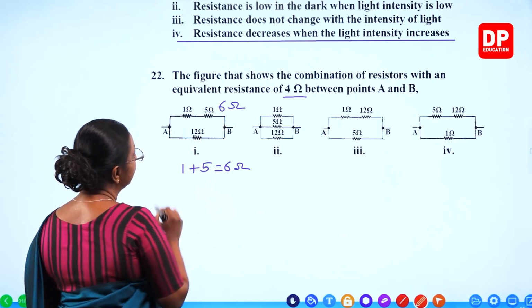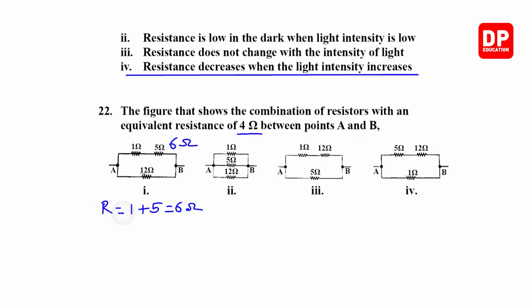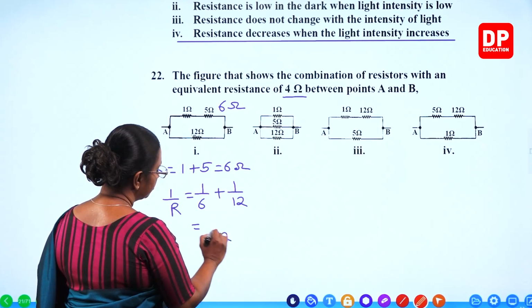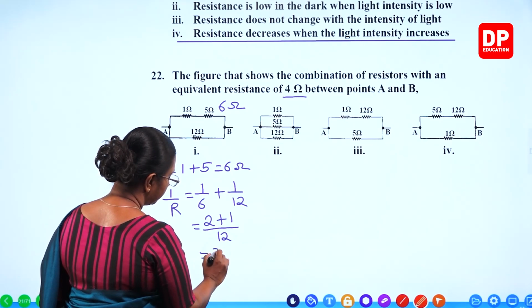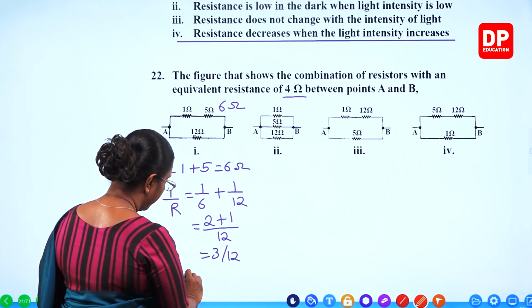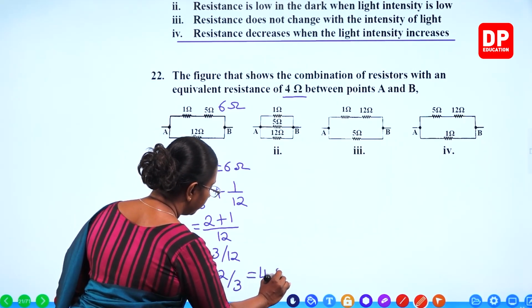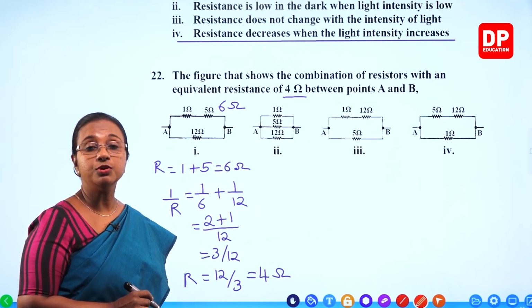Then 6 ohm and 12 ohm are in a parallel combination. So how do you find the equivalent resistance? 1 over R equals 1 over 6 plus 1 over 12. Here you take the least common multiple, 12. So this becomes 2 plus 1, that is 3 over 12. Therefore R is equal to 12 by 3, that is equal to 4 ohms. So for the first one, the equivalent resistance is 4 ohms.